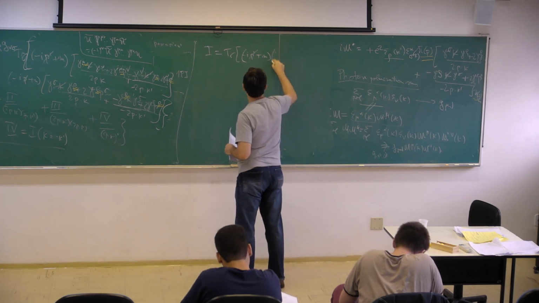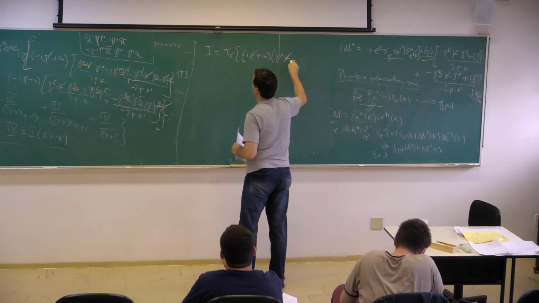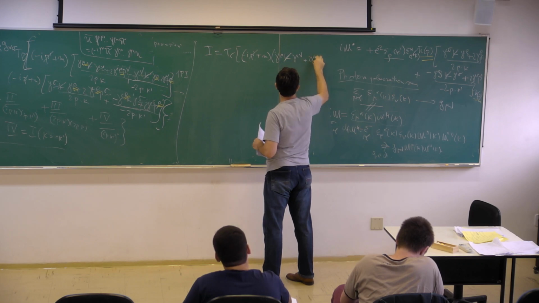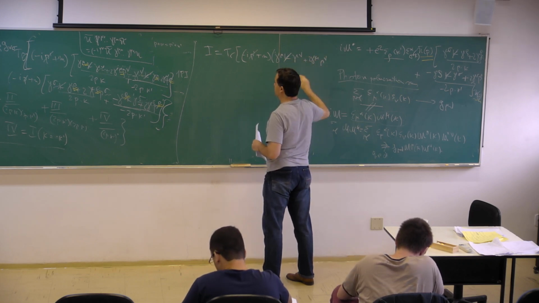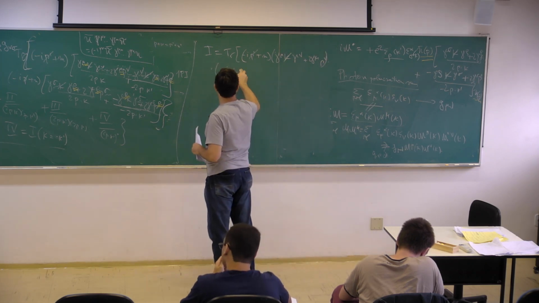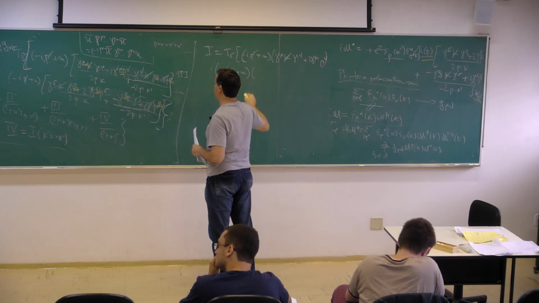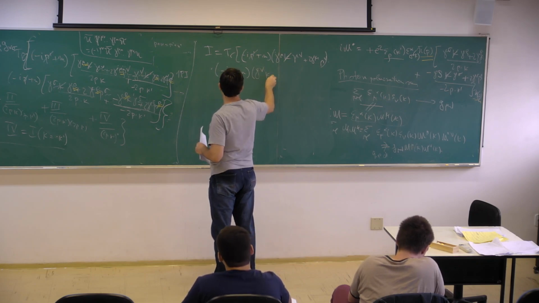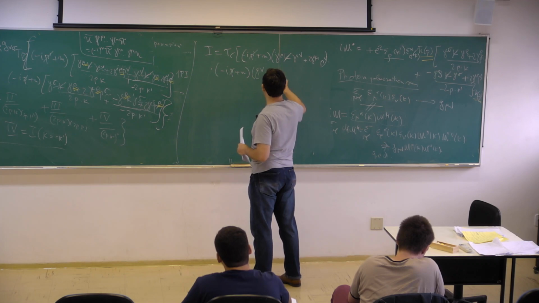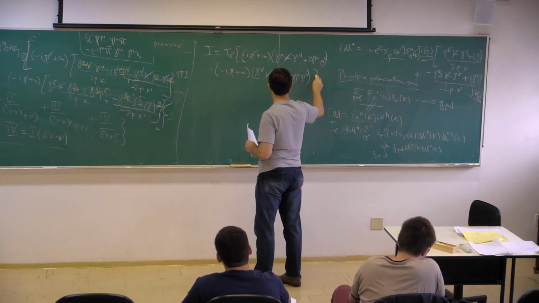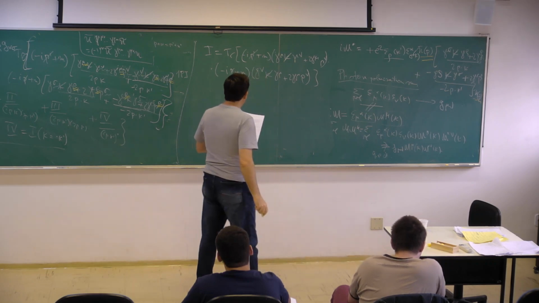Then gamma mu k slash gamma mu plus 2 gamma mu p mu, then minus i p slash plus m, then gamma nu, k slash gamma mu plus 2 gamma mu p mu. All right.